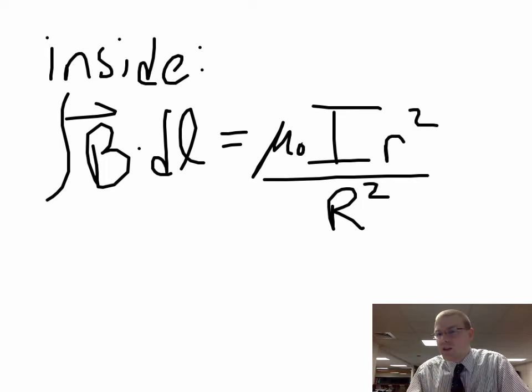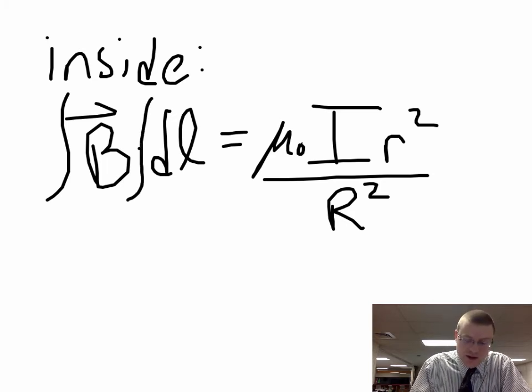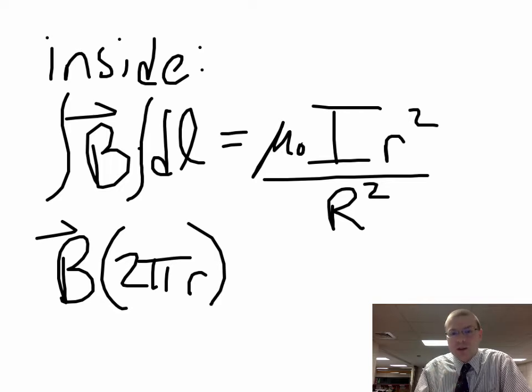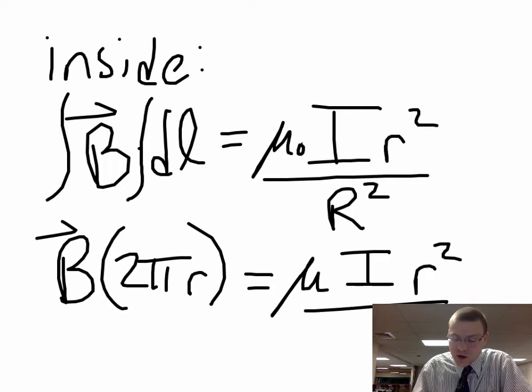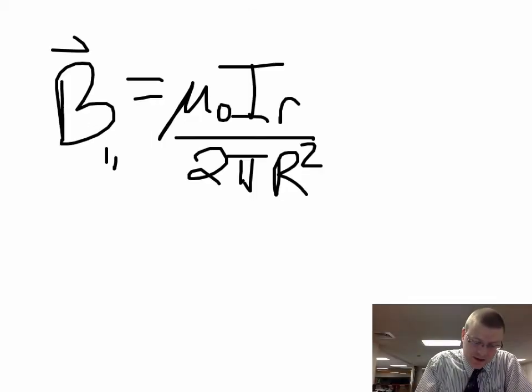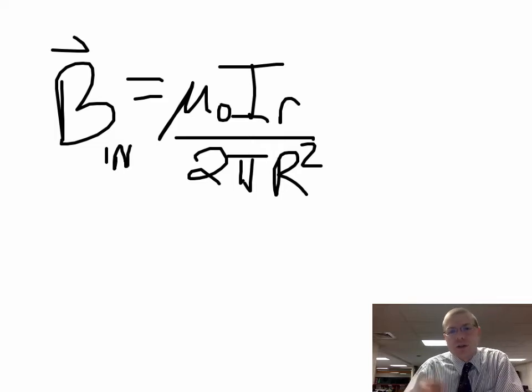Anywhere around the Amperian loop, since it's symmetric, we'll have a constant magnetic field. So I really just have to integrate dl here. So dl is going to give me length. The length around the Amperian loop is going to be 2 pi little r for the small Amperian loop inside, and that's going to equal mu 0 I little r squared over big R squared. Things that can cancel nicely are the little radius here and one of the little radiuses on this side. So rearranging this for the inside, you get this for the magnetic field inside a current carrying wire: mu 0 I little r over 2 pi big R squared.